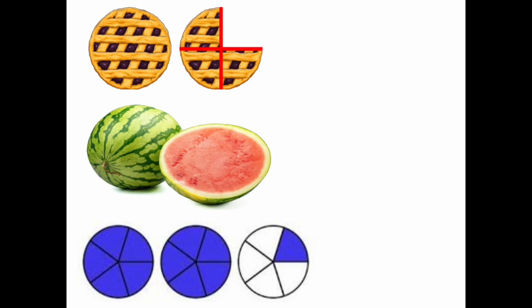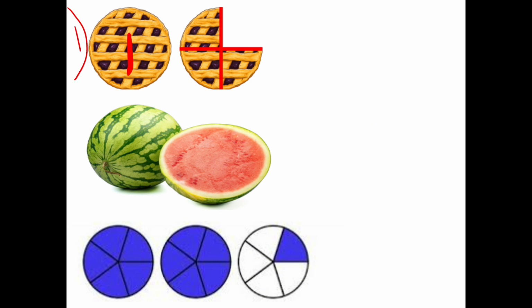Let's look at the next example. So look at this first example here. If I give you a cookie and then I want to give you extra, this cookie here is 1, right? Is a whole.